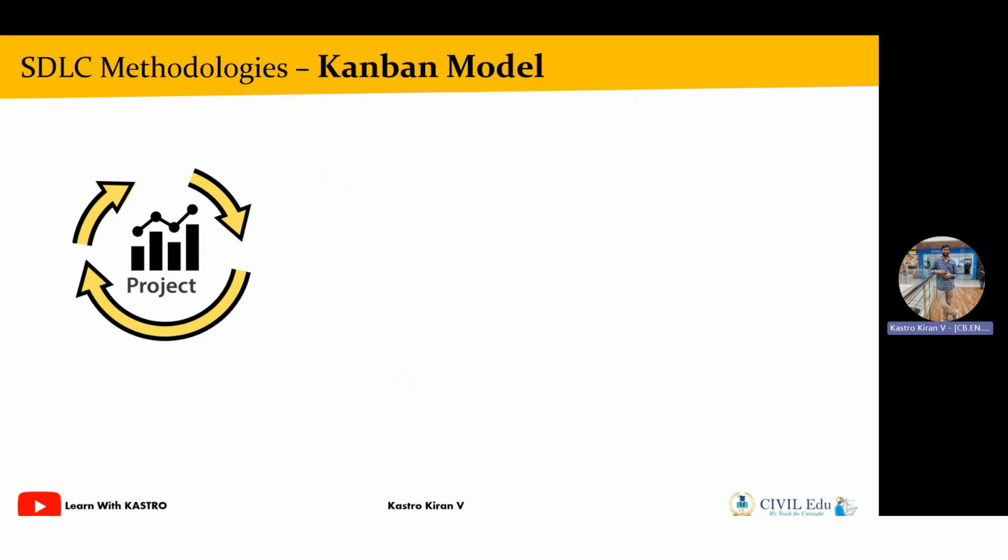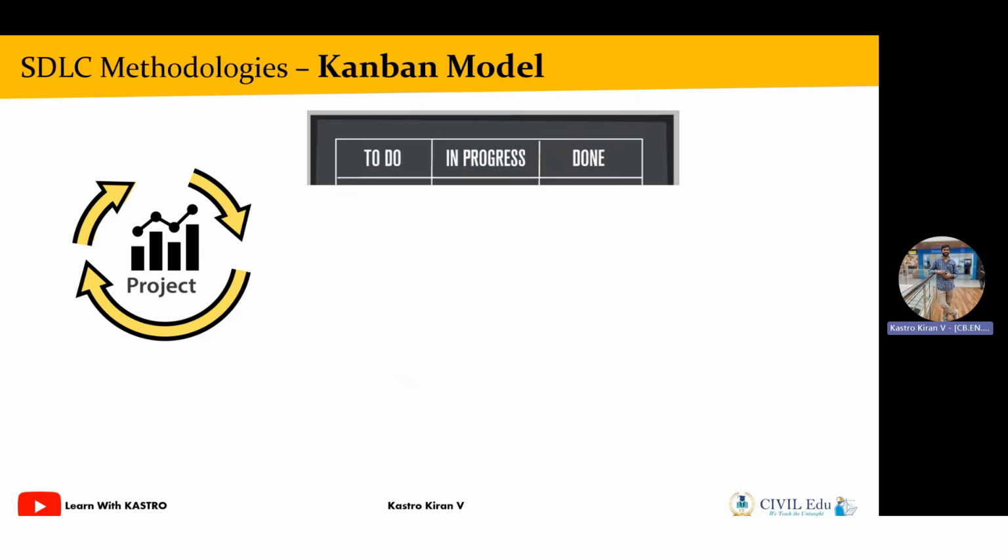So basically, in a Kanban model, any project will be divided into three different categories. The first category is called the to-do category. The second is called the in progress category. And the third is called the done category. Now, what will be there in each of these categories? In the to-do category, we list out the tasks that we need to do on a daily basis.